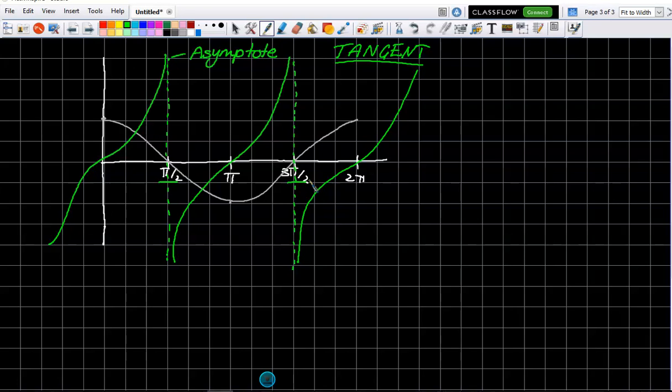Pardon? Tan never intercepts. Why? Yeah, why do they not intercept at pi on 2? Pardon? No. Yep. Oh, sorry. You've got to be very careful to flick the pen.